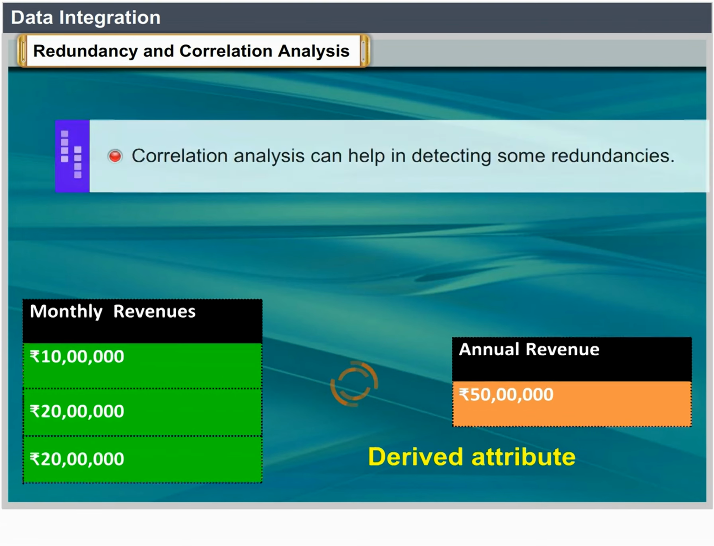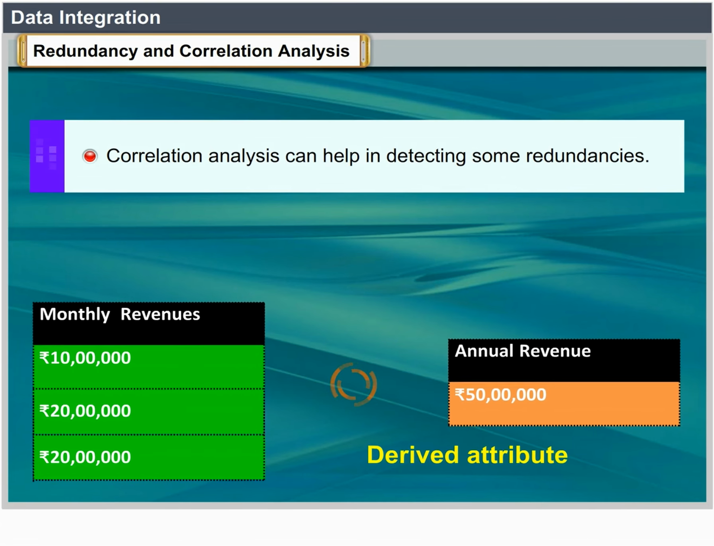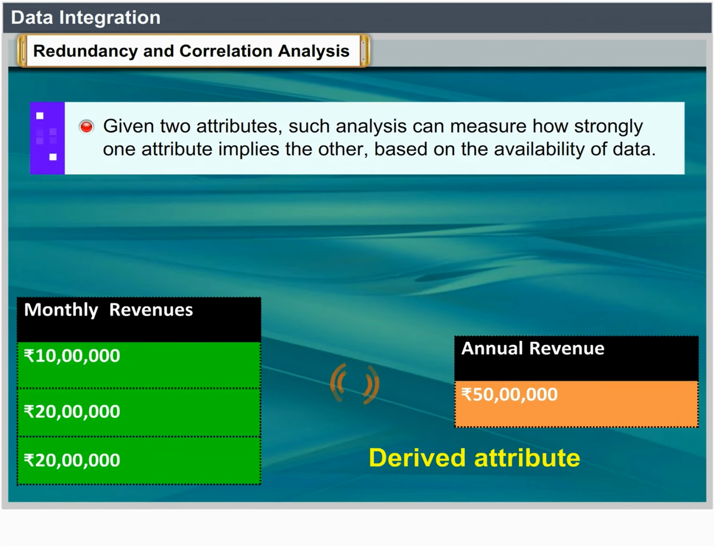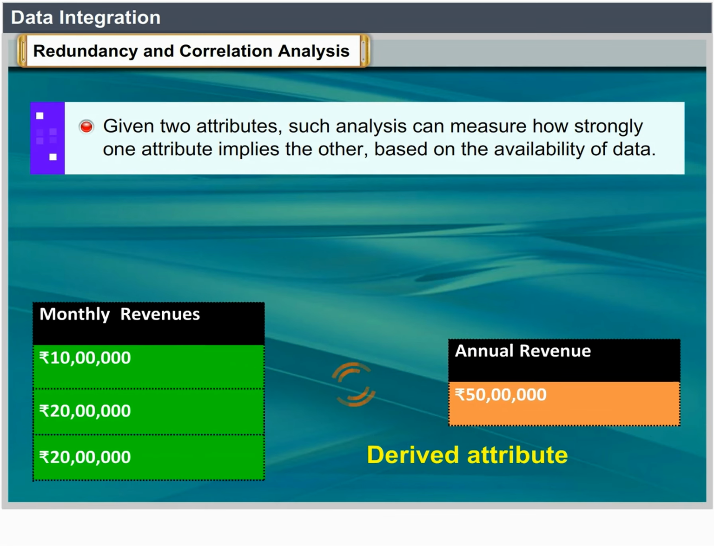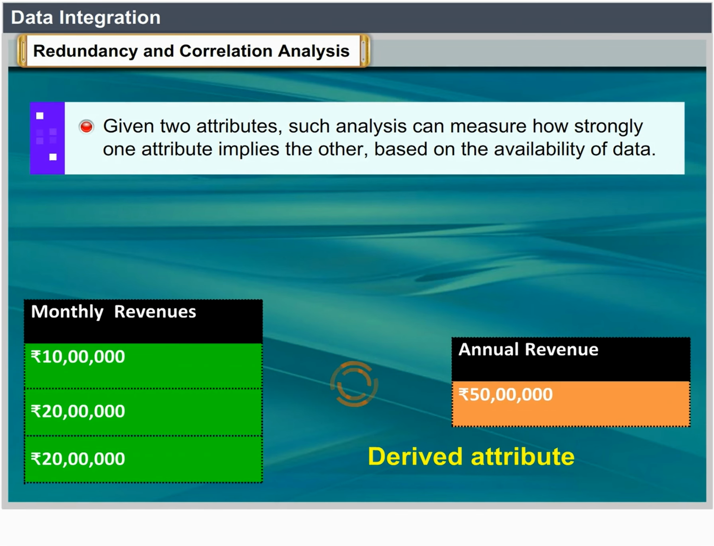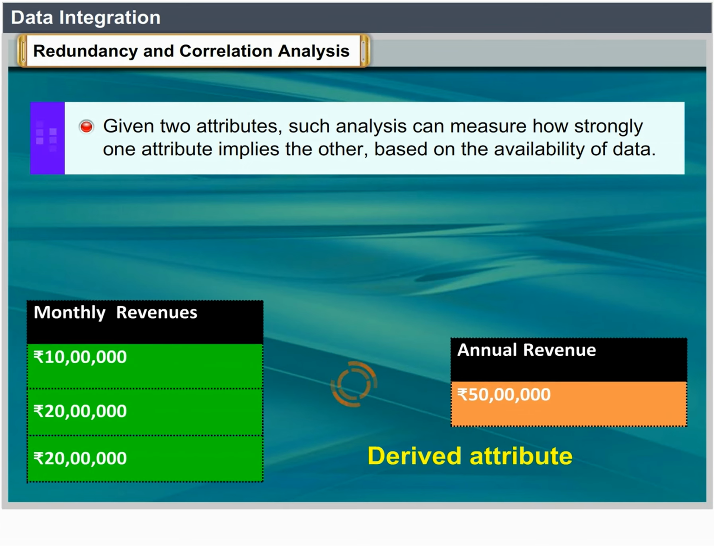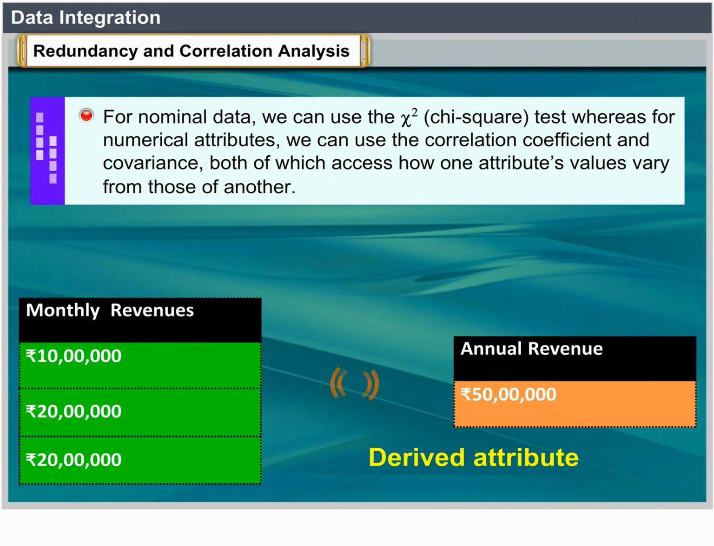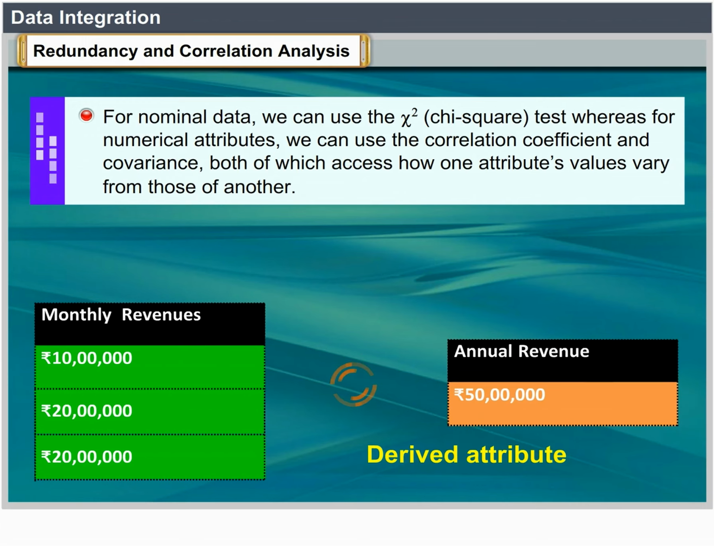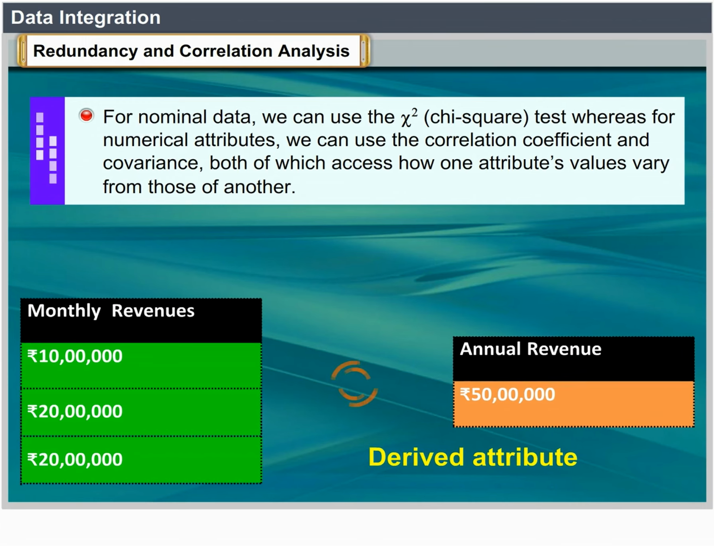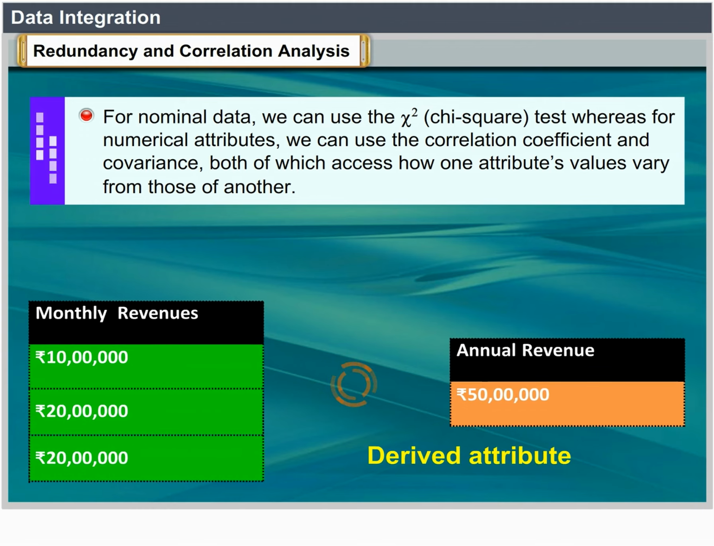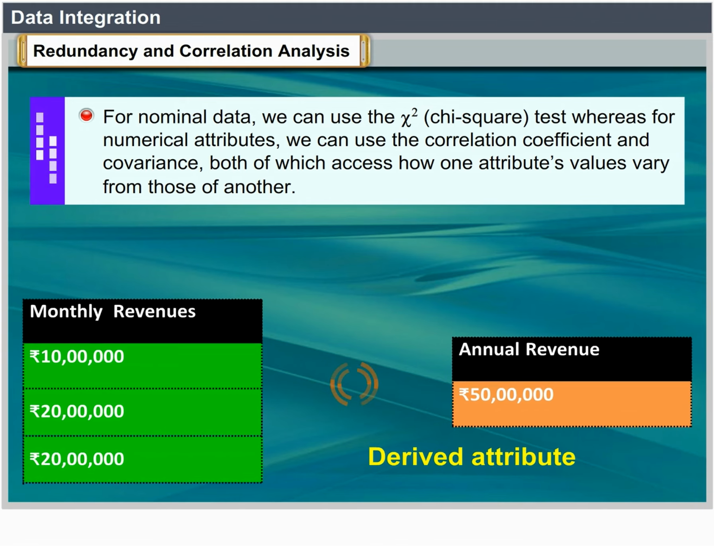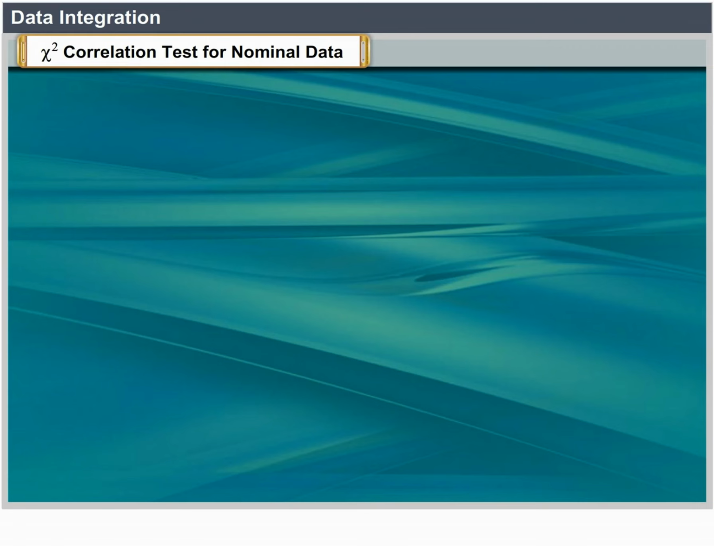Some redundancies can be detected by correlation analysis. Given two attributes, such analysis can measure how strongly one attribute implies the other based on the available data. For nominal data, we use the chi-square test. For numeric attributes, we can use the correlation coefficient and covariance, both of which assess how one attribute's values vary from those of another.